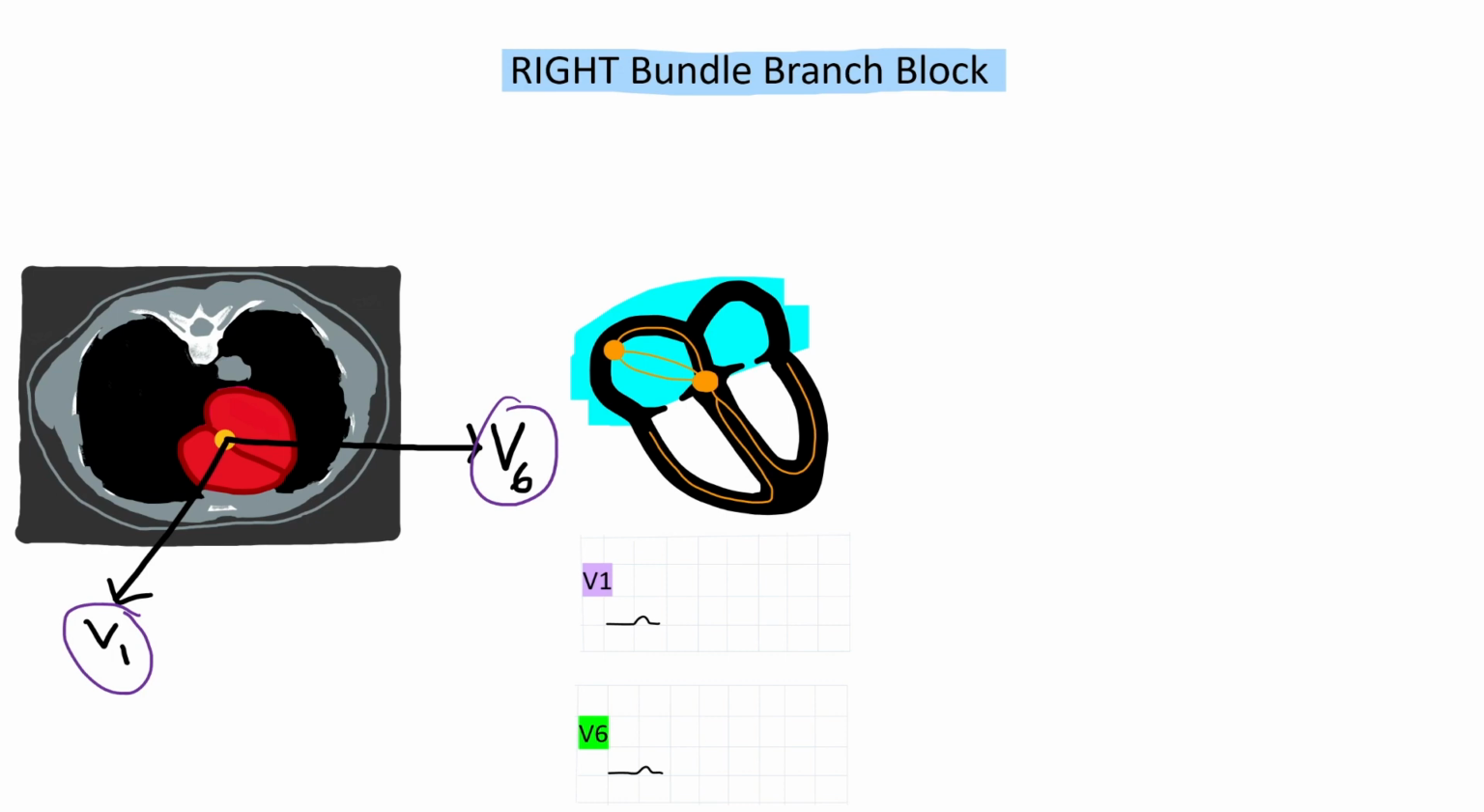Now we start off with atrial depolarization. The SA node fires and the atria depolarize. In V1 we get a P wave and in V6 we get a P wave. This is all normal so far.